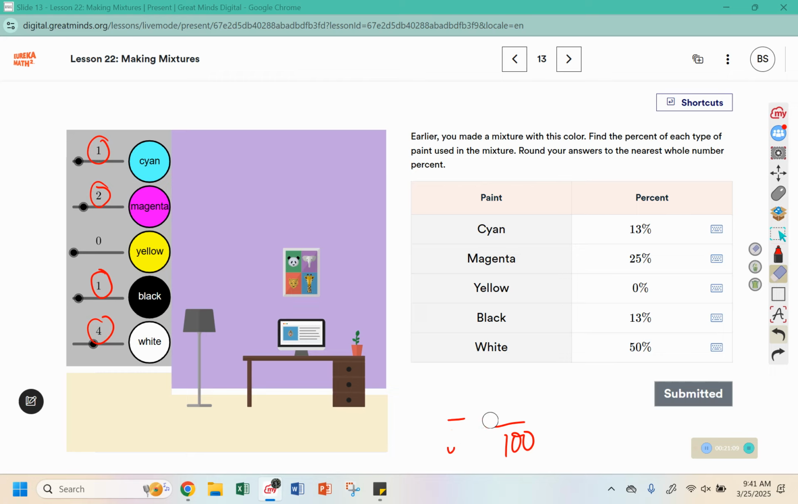Now that doesn't quite add up to 100. If I added 50 and 13 and 25 and 13, I end up with 101. And the reason it's not exactly 100% is because I rounded these two values up from 12.5. If I use the decimals, I would get exactly 100%.